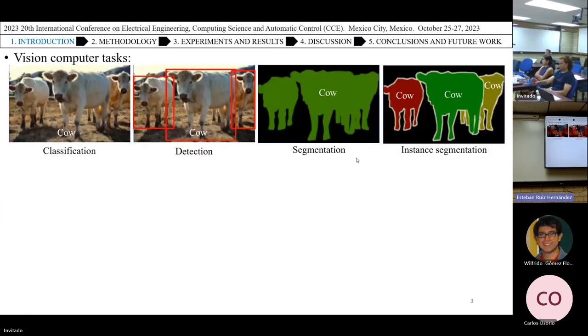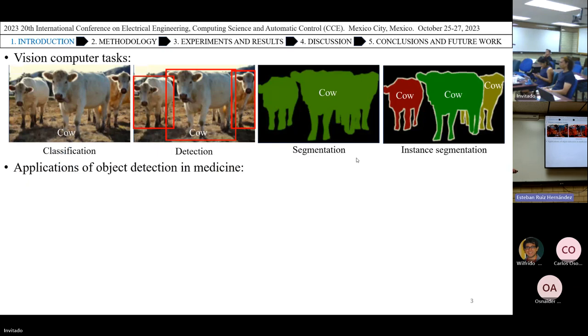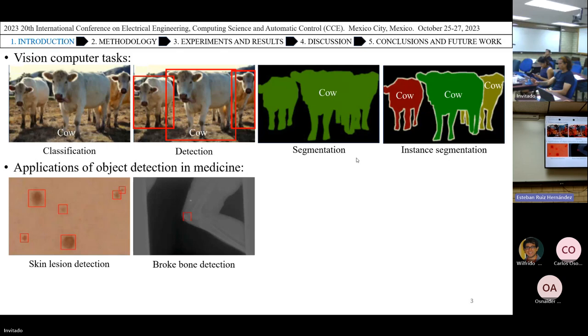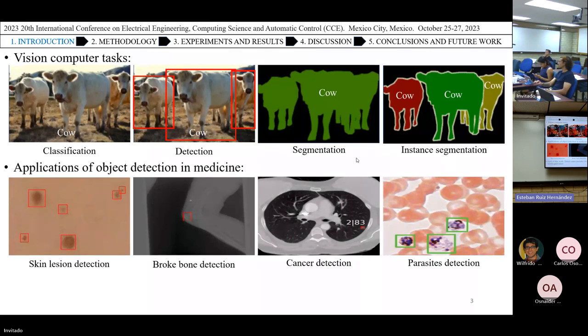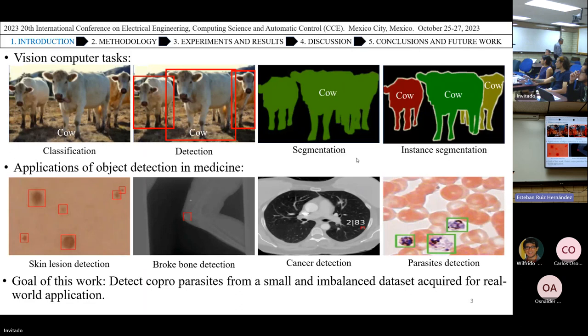First of all, we need to understand what problem we want to solve. The problem we want to solve is detection. Detection consists not only in labeling the object of interest in an image, but also in giving a visual cue to quickly identify the location of the object of interest. Object detection has a lot of applications in medicine, such as escalation detection, bone detection, cancer detection, and parasite detection. The goal of this work is to detect cochlear parasites in a small and unbalanced class data set that was acquired for solving some real world applications.